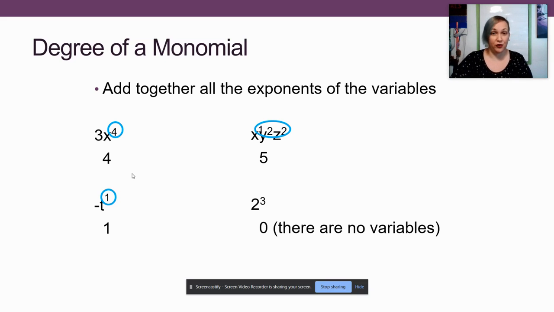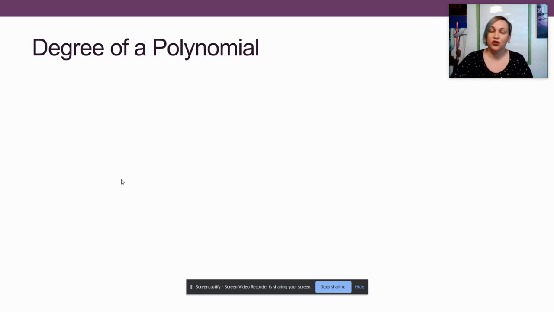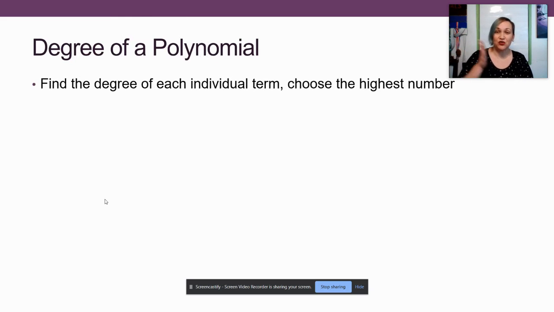These were all for monomials, but we have different rules if it's a polynomial. When you're trying to find the degree of a polynomial, you find the degree of each individual term, and then you choose the biggest one. This is very similar to what we were just doing. You take each individual term and find the degree, and then just pick the biggest one for your final answer.